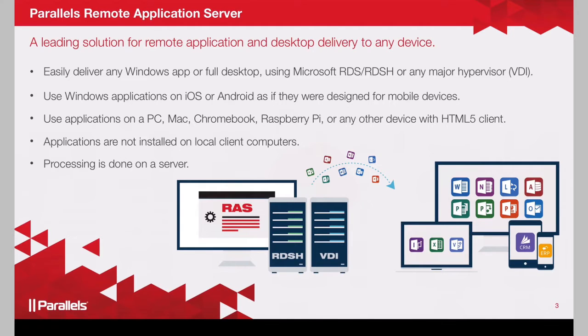The second point is you can use Windows applications on iOS and Android devices, but we introduce a new method with a much better experience, which I'll be showing at the end of the conversation today. We can also use applications on a PC, Mac, Chromebooks, or Raspberry Pis, and the delivery method can be either a client or a very rich HTML5 client. Applications are never installed on the local client, and all the processing is done on the server side. This is very similar to what you have today in Citrix, but we have a better experience and, of course, better cost compared to what you have today. And we're going to see that as well.